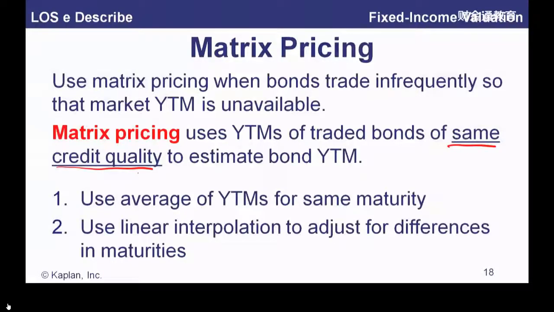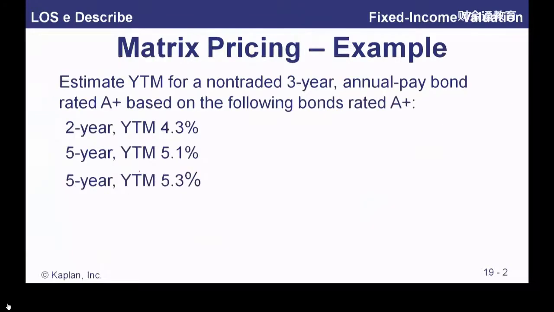But it's matrix because we're looking at a number of bonds, because we may have a 4-year bond and we don't have good trading information on 4-year bonds. We've got yields on 3 years and 5 years and 6 years or whatever. And so in that case, we use linear interpolation to adjust for differences in maturity. So here's an example. I think this will make it clear enough.